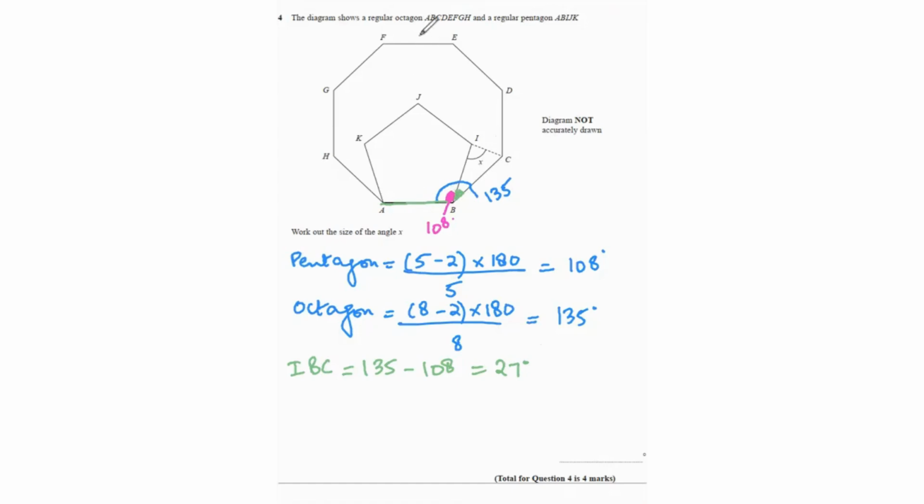Now, if you notice, we have overlapping lengths over here. AB is the same for the octagon and the pentagon, which means all of the lengths are the same because it's a regular polygon. In a regular polygon, all the angles are the same, all the lengths are the same. So this length is the same as this, so that means this is also X. So it's an isosceles triangle. So X is going to be 180 minus 135 divided by 2, which is going to give us 22.5 degrees as the value of X.